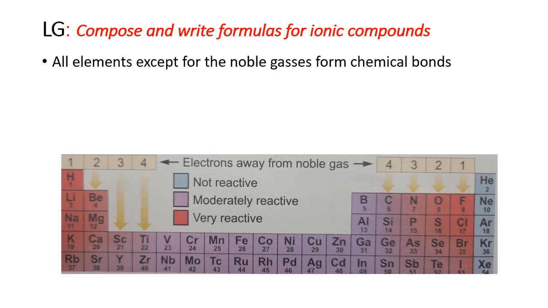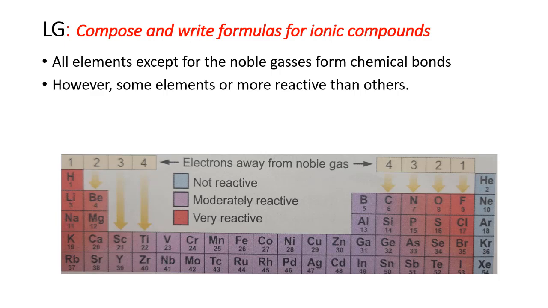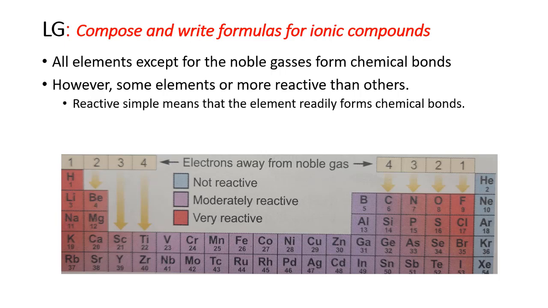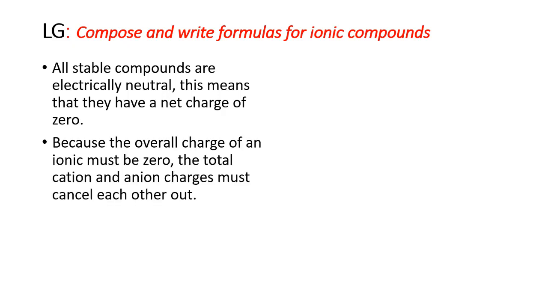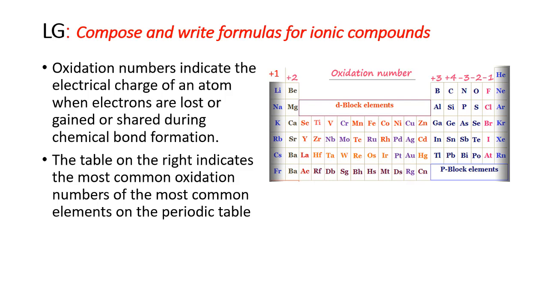All elements except for the noble gases form compounds. However, some elements are more reactive than others. Reactive simply means that the elements readily form chemical bonds. So the closer it is to getting to an octet, the more reactive it's going to be. All stable compounds are electrically neutral. This means that they have no net charge. Because the overall charge of the compound must be 0, the total cation and anion charges must cancel each other out completely. Oxidation numbers indicate the electrical charge of an atom when the electrons are lost or gained or shared during chemical bond formation.